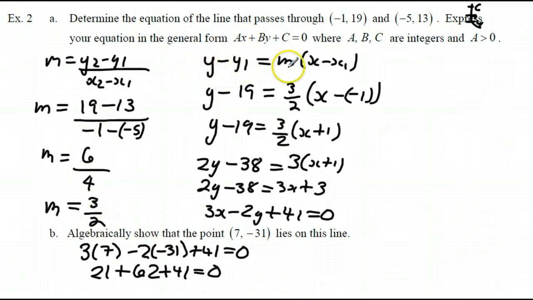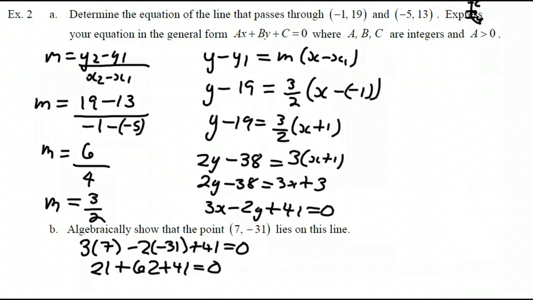Y minus y1 is m(x minus x1). Y minus 19 equals 3 halves, x plus 1. Multiply through: 2y minus 38 equals 3 bracket x plus 1. 2y minus 38 is 3x plus 3. So 3x minus 2y plus 41.